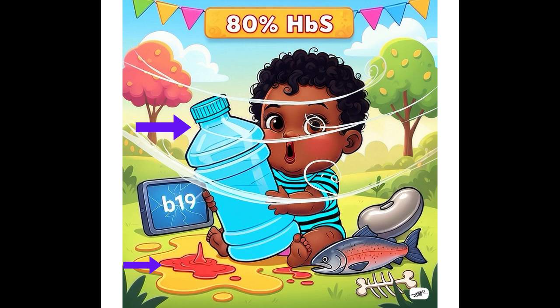Fetal hemoglobin helps prevent hemoglobin S from polymerizing. Altogether, the yellow liquid reminds us of urine, which sounds like the urea part of hydroxyurea. The large water bottle represents the hydroxy part of hydroxyurea. The baby represents the fact that hydroxyurea increases fetal hemoglobin.